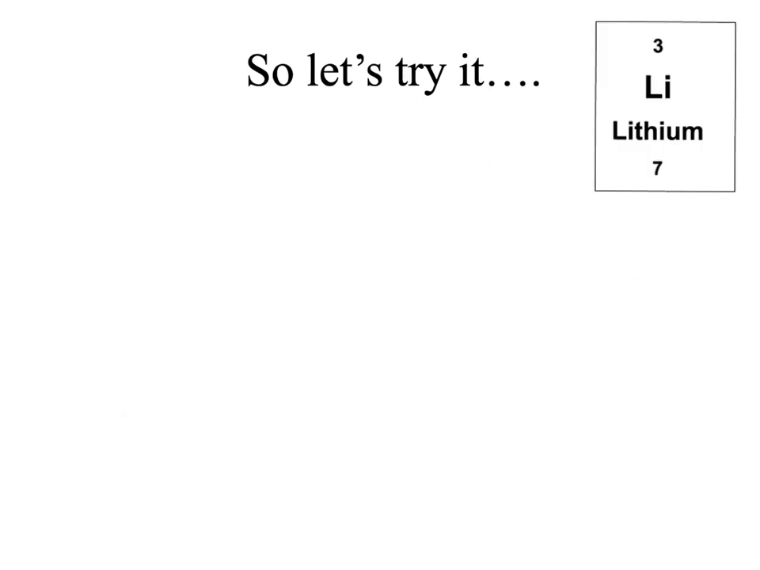Now we're ready to draw lithium. So remember, the first thing we do is look at our periodic table. When we do, we're going to see something that looks like this. Next thing we do is figure out how many protons we need by looking at the atomic number. So the atomic number is 3. That tells me that I need to draw 3 protons.